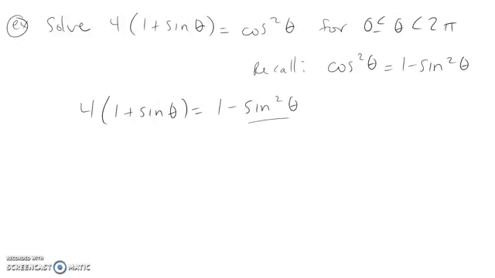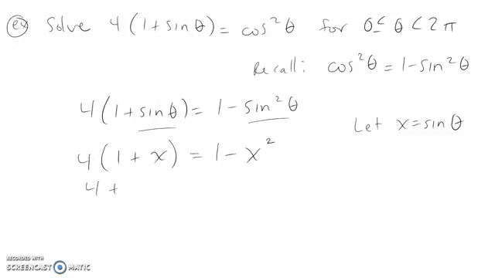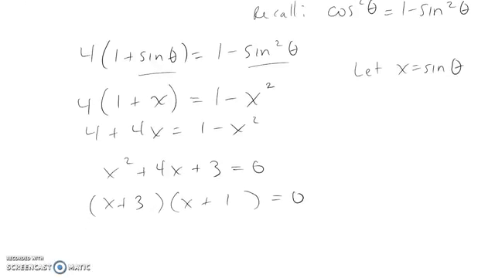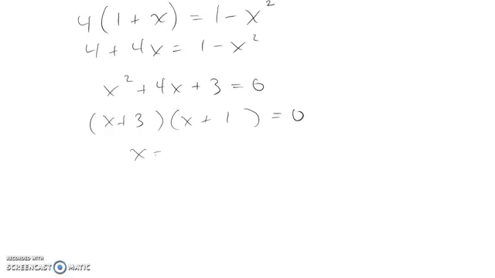Now notice I have a sine squared and a sine, so if I let x equal sine theta, I can rewrite this as 4 times 1 plus x equals 1 minus x squared, right? And again, it's a quadratic. We can multiply out. I can move all of the terms to one side. We're going to subtract 1, add x squared, equals 0. Factor: x plus 3 times x plus 1 gives me x squared plus 4x plus 3. And so I get x is negative 3 or x is negative 1.